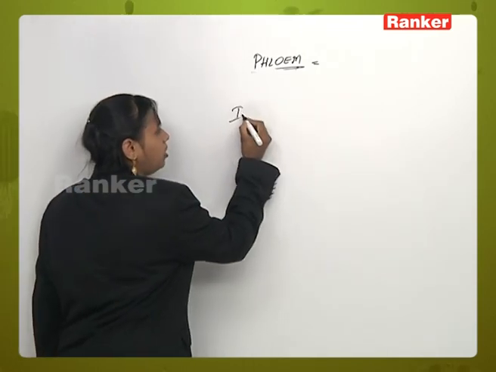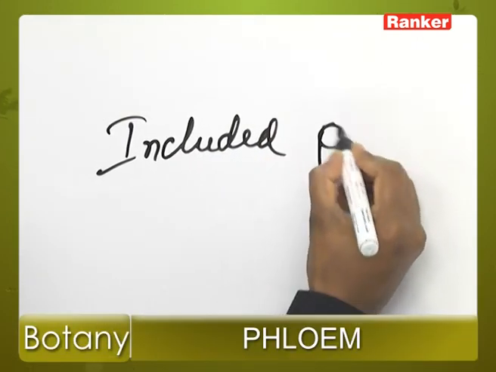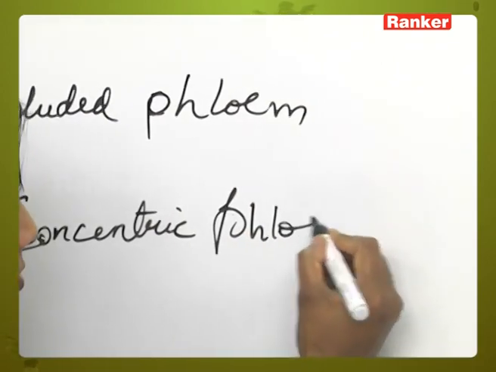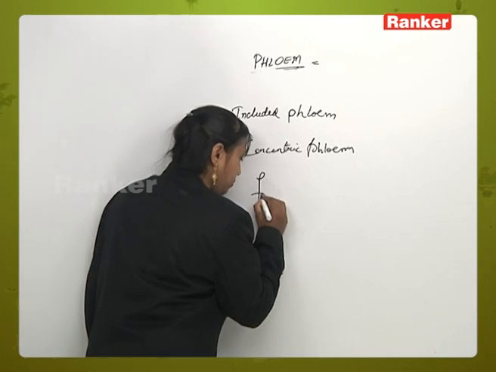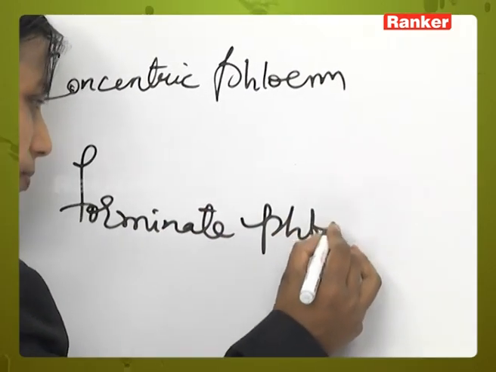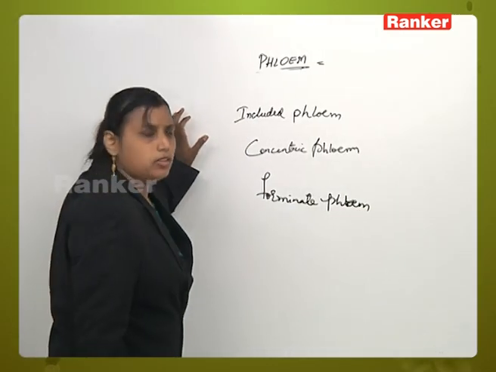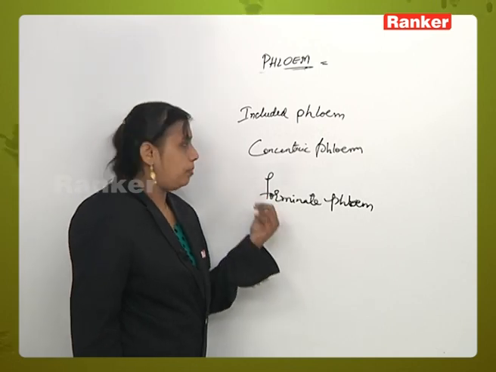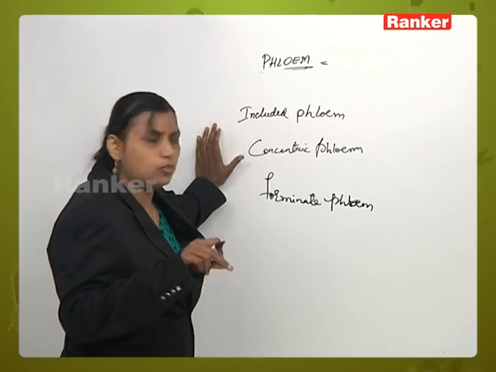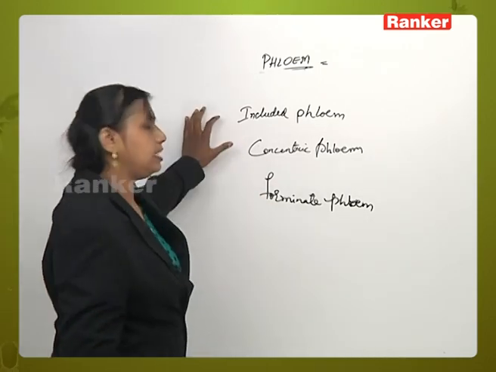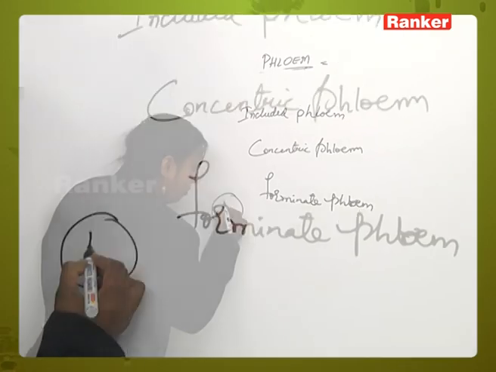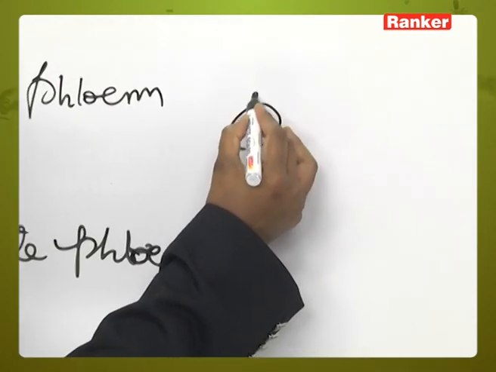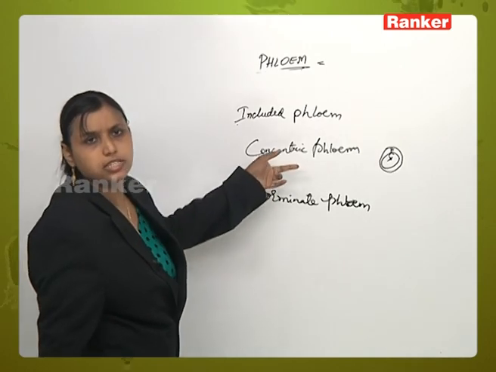Now there are different types of phloem. In phloem, we also use different terminologies: included phloem, concentric phloem and foraminate phloem. If the phloem is lying towards the inner side of the xylem, first phloem, then xylem, then that is called included phloem. If you have concentric phloem, xylem will be inside and the phloem layer will be external to the xylem, then that type is called concentric phloem.